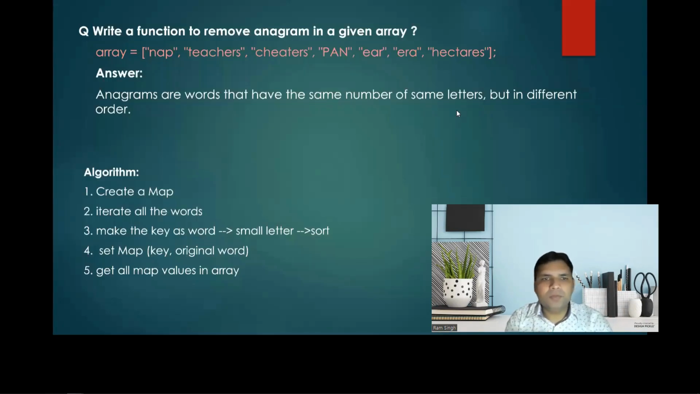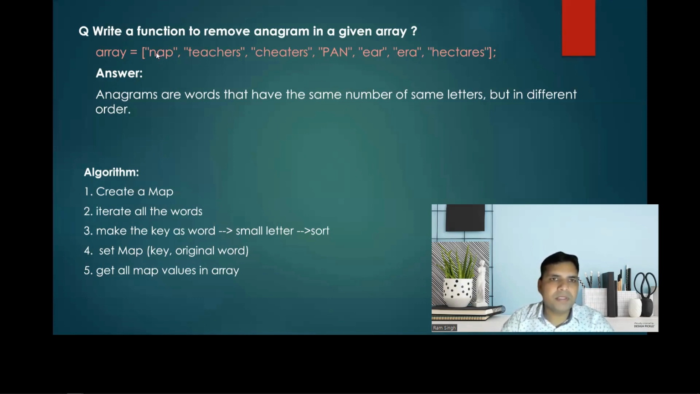So I hope you have noted down your bullet points, how you're going to solve this problem. I have also noted down mine here. My algorithm is going to solve this problem with the help of a map. Okay. So I have taken this map and then I'm going to iterate over all the words I have inside the array. And then I'm going to make the key for these words, but before making the key, I'm going to do some operation here.